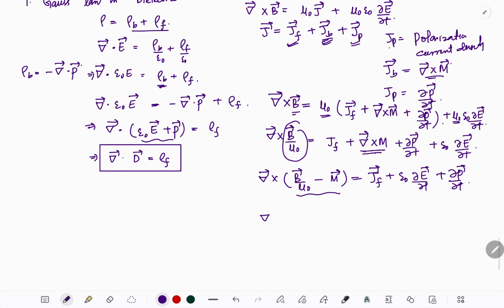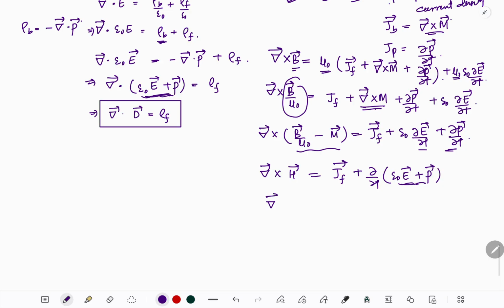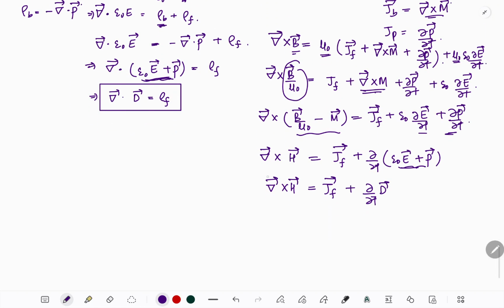This one is H. So del cross of H equals JF plus, taking dou by dou t common in these two, we can write it like epsilon 0 E plus P, and this thing I already took here, it's D. So del cross of H equals JF plus dou D by dou t. So this is this equation. Okay, so we got the equation. So we got the Maxwell's equation for the dielectric.